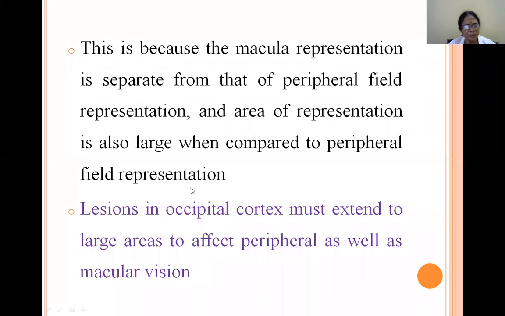Occipital cortex, primary area is 17, 18 and 19 associated areas. For the macular vision to go, the lesion has to be a large area. Because the area of representation is more, unless that area is occupied by the lesion, it will not be affected. Therefore, we get macular sparing.